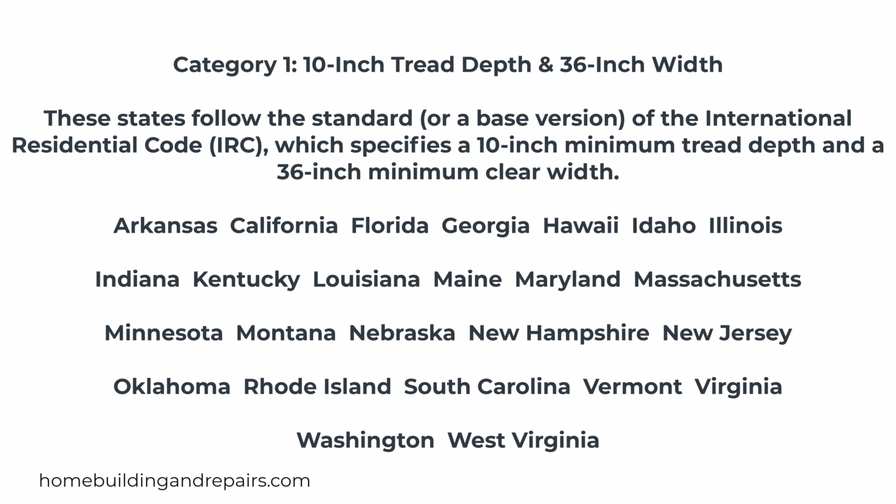So let's go ahead and get started with category 1, which would be a 10-inch minimum tread depth and a 36-inch width. And these states follow the standard or a base version of the International Residential Code Book. And I'm not going to read off the states, but here's a list of them.